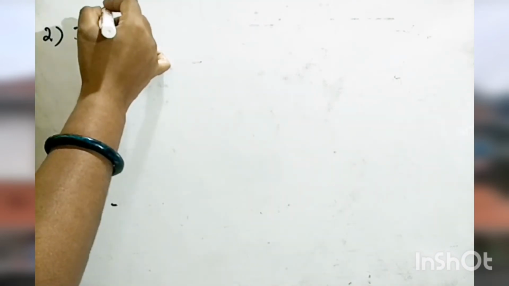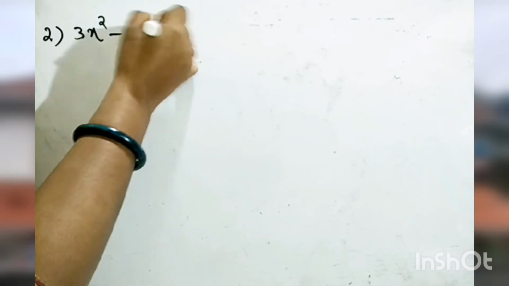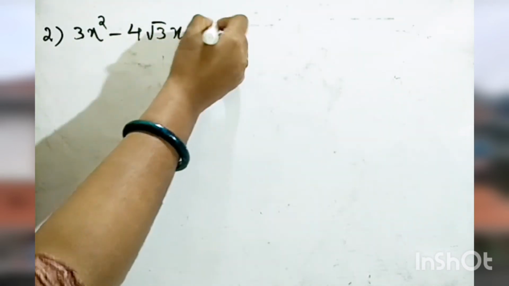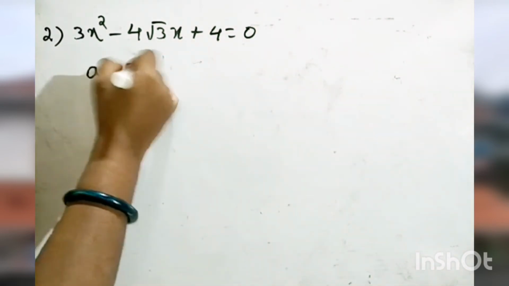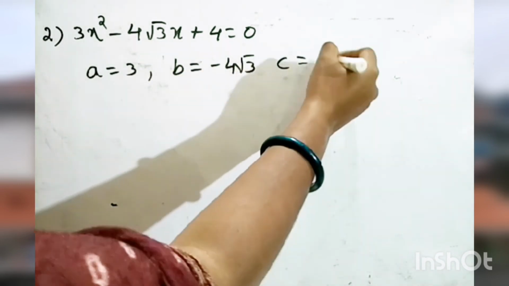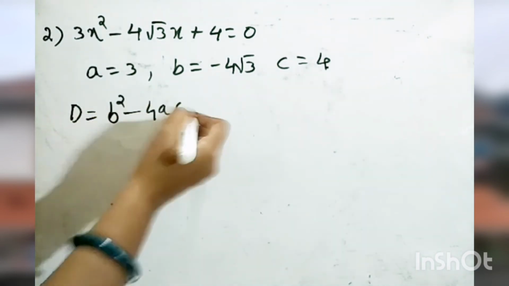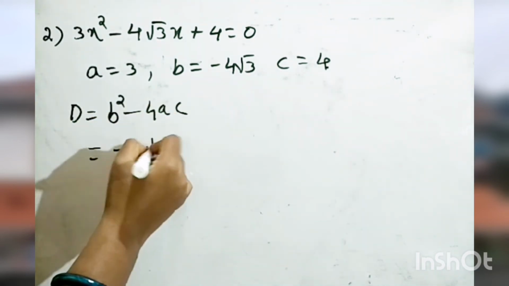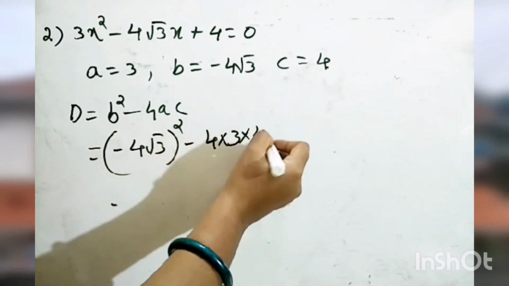Second one. 3x square minus 4 root 3x plus 4 is equal to 0. A is equal to 3, b is equal to minus 4 root 3 and c is equal to 4. Then D is equal to b square minus 4ac, that is equal to minus 4 root 3 all square minus 4 into 3 into 4.